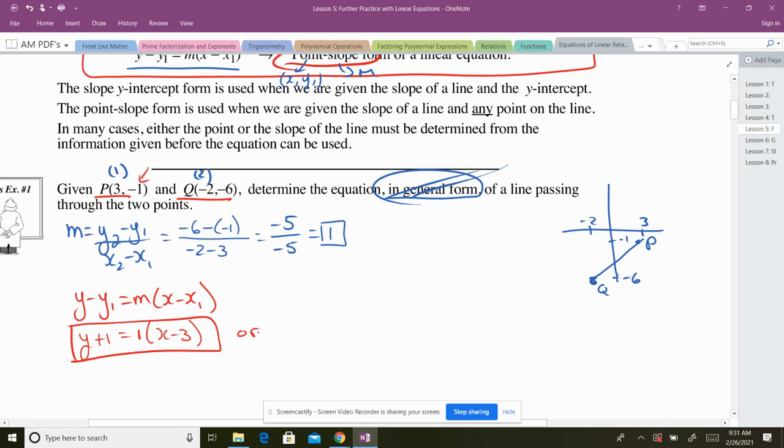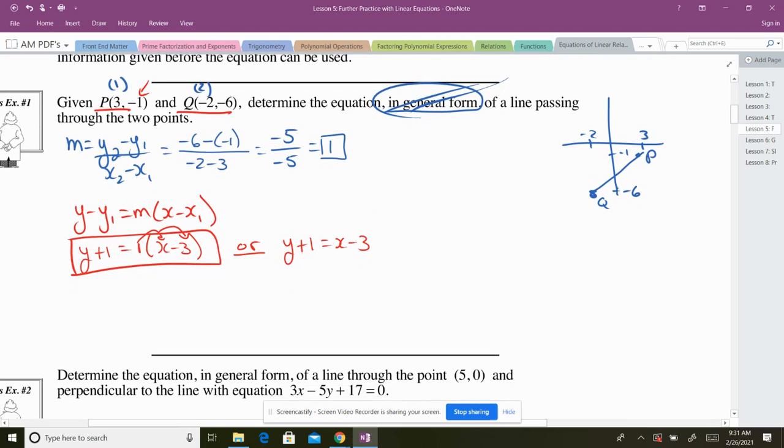How would you write it in mx plus b form? What would you do? Yeah, you're going to make the brackets disappear, right? So I'm going to multiply that in. So I get y plus 1 equals x minus 3. Multiplying the 1 in is kind of redundant, I guess. And then I subtract the 1, and I get y is equal to x minus 4.